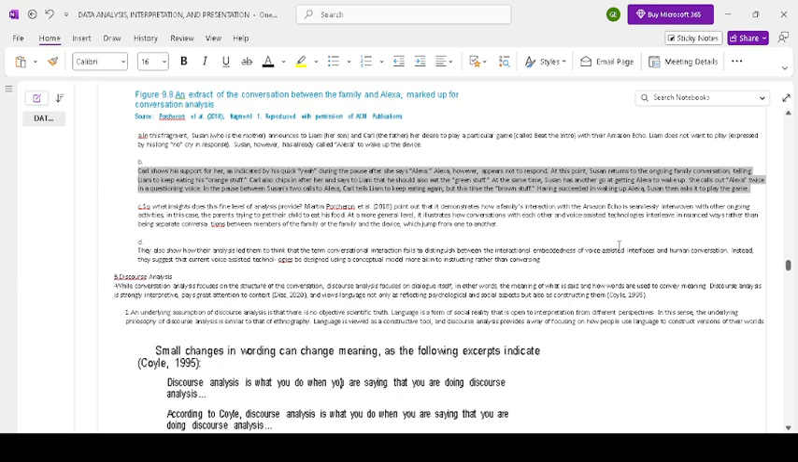Carl also chips in after her and says to Liam that he should also eat the green stuff. At the same time, Susan has another go at getting Alexa to wake up. She calls out Alexa twice in a questioning voice. In the pause between Susan's two calls to Alexa, Carl tells Liam to keep eating again. But this time, the brown stopped. Having succeeded in waking up Alexa, Susan then asks it to play the game. So as you can see, there's a lot of cutting off. That's how conversation works.